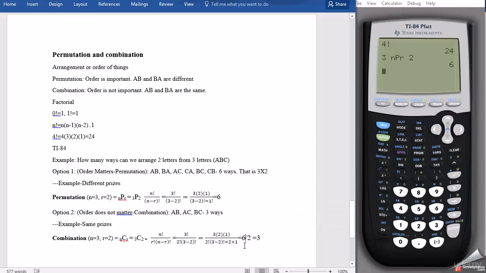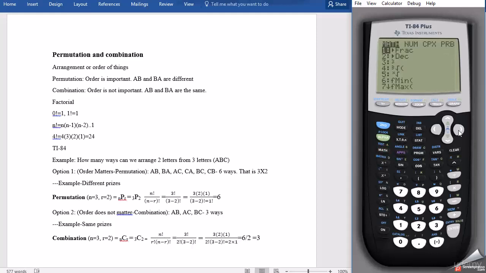All right, so to do this using the calculator, we're going to do the same thing. We're going to type 3, and we're going to go to math, go to probability and select number 3. Number 3 is the combination. So select number 3, and then type 2, and then enter. You can see the answer is 3. That's the same thing as what we got. This is just a kind of review of our permutation and combination.